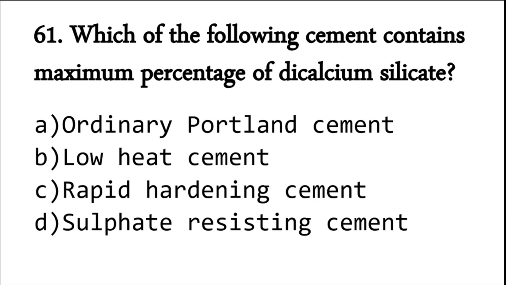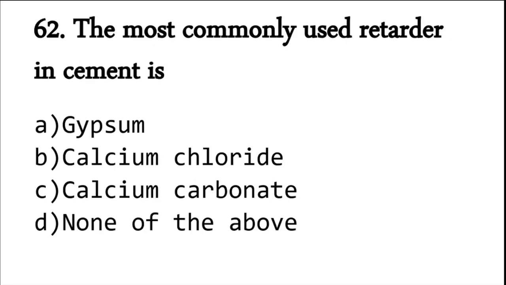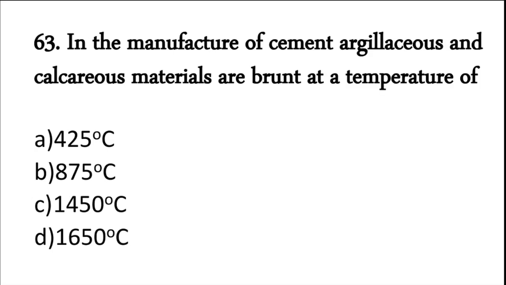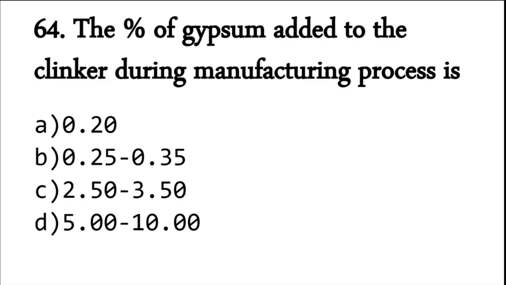Okay, next one is the most commonly used retarder in cement is gypsum. We are talking about the most commonly used retarder. So A is the correct answer. Next is in the manufacture of cement, argillaceous and calcareous materials are burnt at the temperature of 1450 centigrade. C is the correct answer. Okay, next one is the percentage of gypsum added to the clinker during manufacturing process is 2.50 to 3.50.